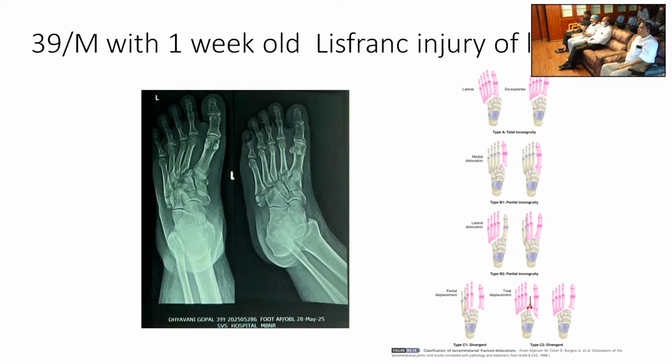What is Quenu and Kuss classification? It is classified into three types: homolateral, isolated, and divergent. Divergent comes in which classification?